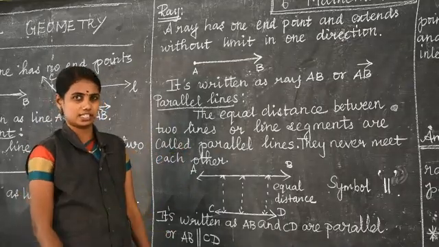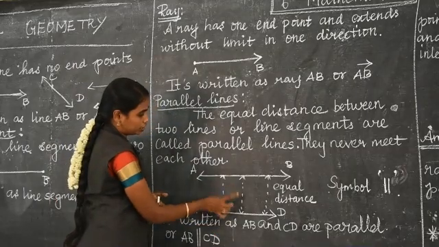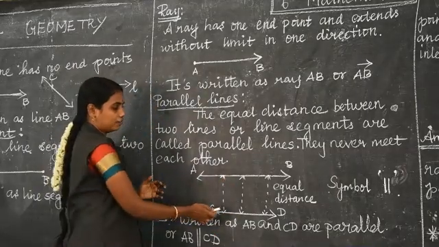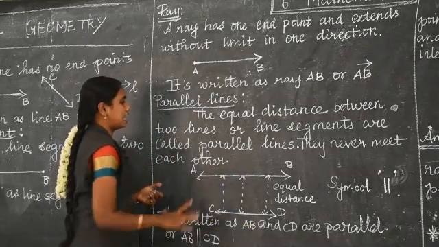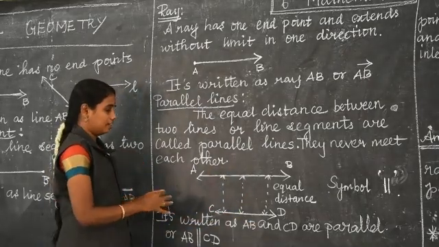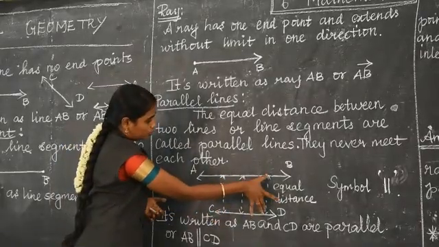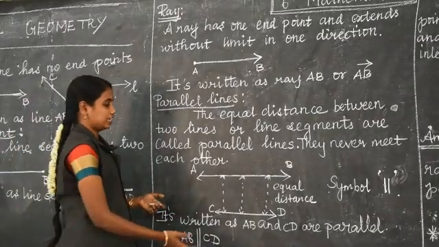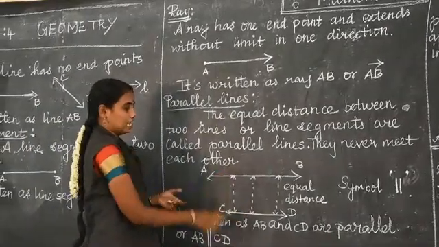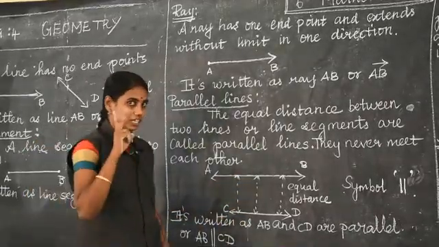What is equal distance? When you draw 2 lines, see here, I have drawn 2 lines. The length of the line doesn't matter. This is the shortest one, this is the longest one. That doesn't matter. Between the 2 lines, the distance must be equal. Then you can tell that these 2 lines are parallel.